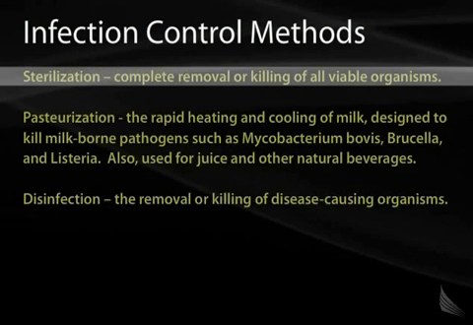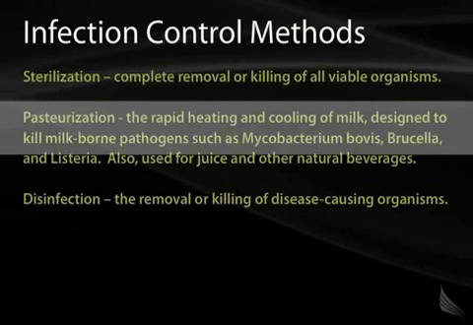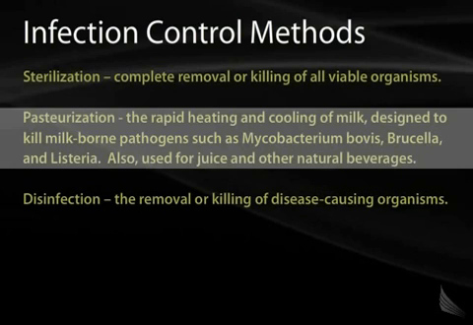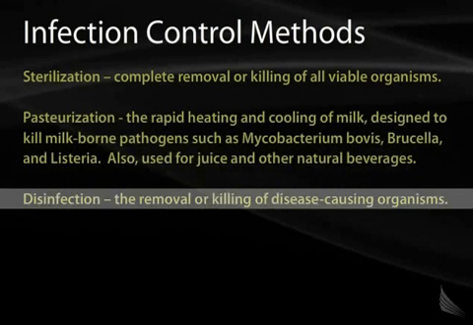Infection control methods include sterilization, which means complete removal or killing of all viable organisms. Pasteurization is a method where rapid heating and cooling of milk is designed to kill milk-borne pathogens such as Mycobacterium bovis, Brucella, and Listeria. It's also used for juice and other natural beverages. Disinfection is the removal or killing of disease-causing organisms, but not all organisms.